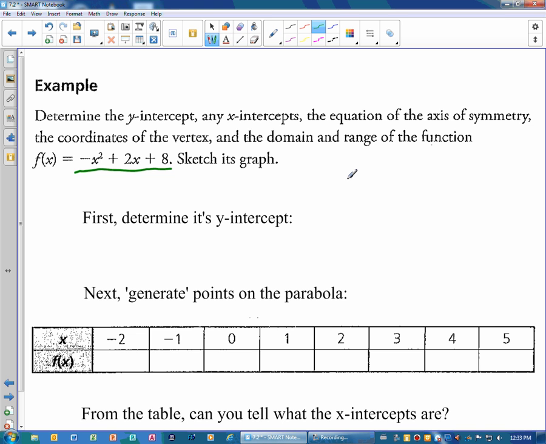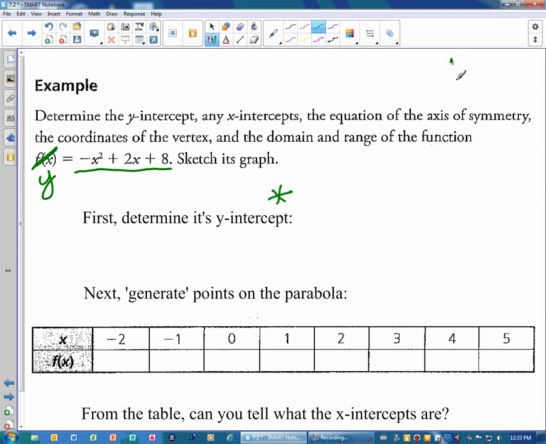So in the last lesson, I showed you how you can just use the online graphing calculator to graph them. But you will need to graph them by hand as well, so I want to show you how you're going to be able to do that. Okay? Don't worry about this f of x. It means the same thing as y. So it says, first of all, let's determine its y-intercept.